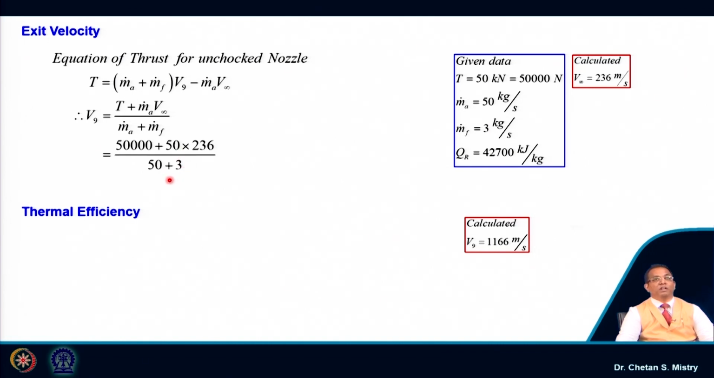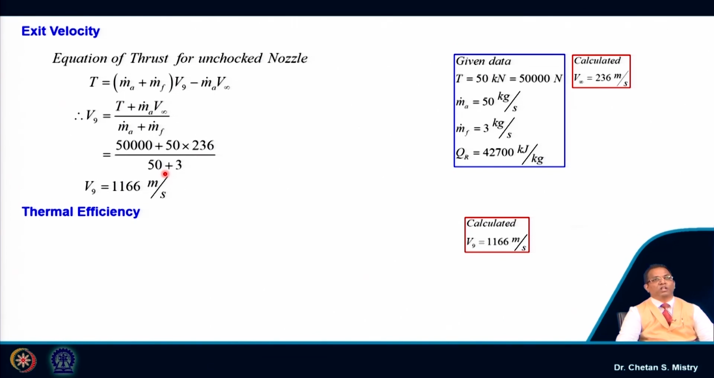Now, all these numbers are known to me: the thrust, my air flow rate, the flight speed we have calculated, and the air mass flow rate and fuel flow rate. If we put them in, my exit velocity comes to 1166 meter per second. Just compare the number, you can understand my V9 is on the higher side.